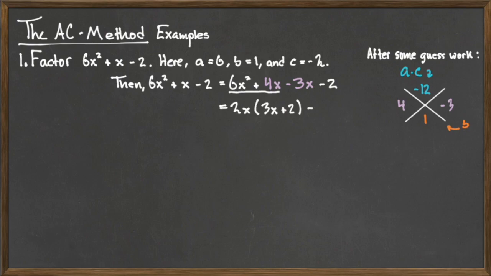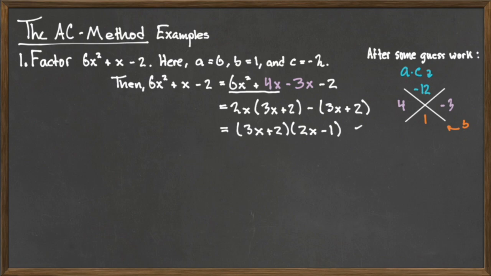expand our b term, our polynomial, in the following way. So 6x squared plus x minus 2 becomes 6x squared plus 4x minus 3x minus 2. Then we just simply factor by grouping, and then we're done. So this is really all the AC method calls for.